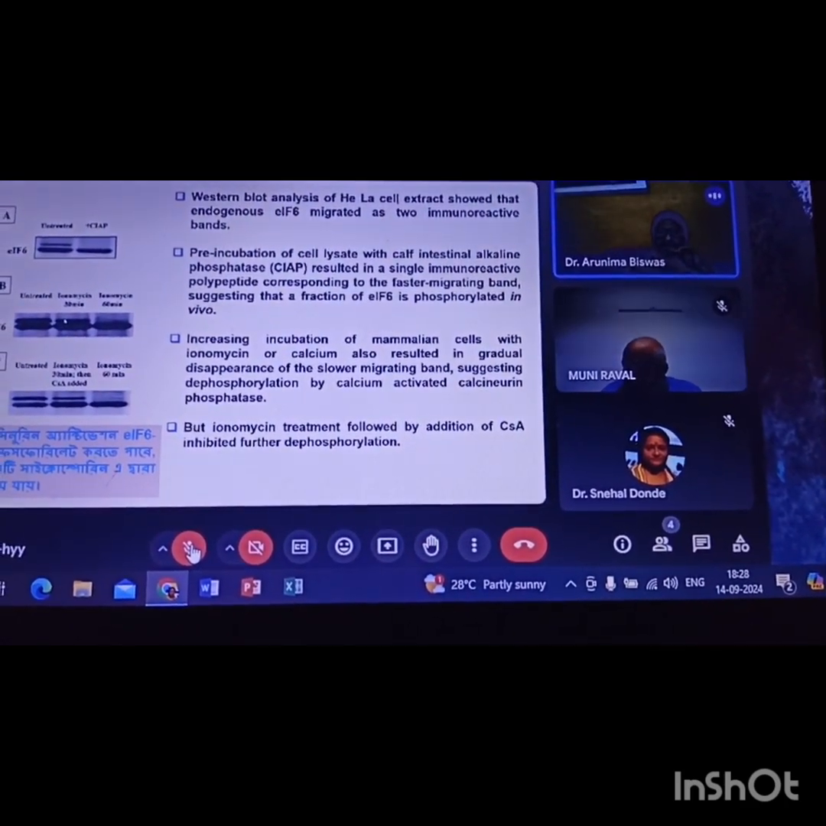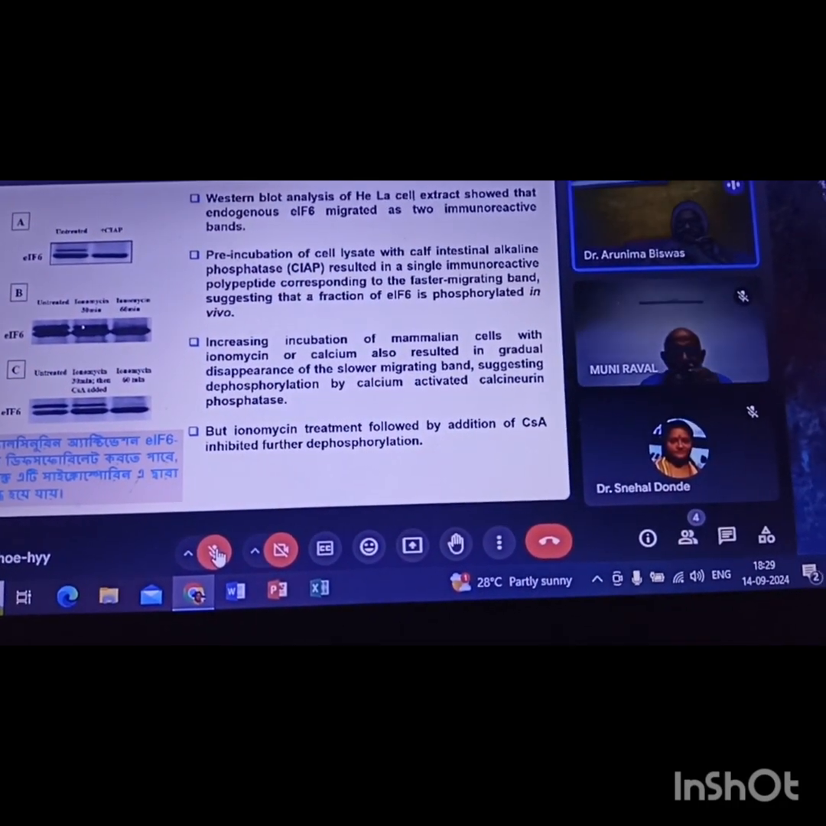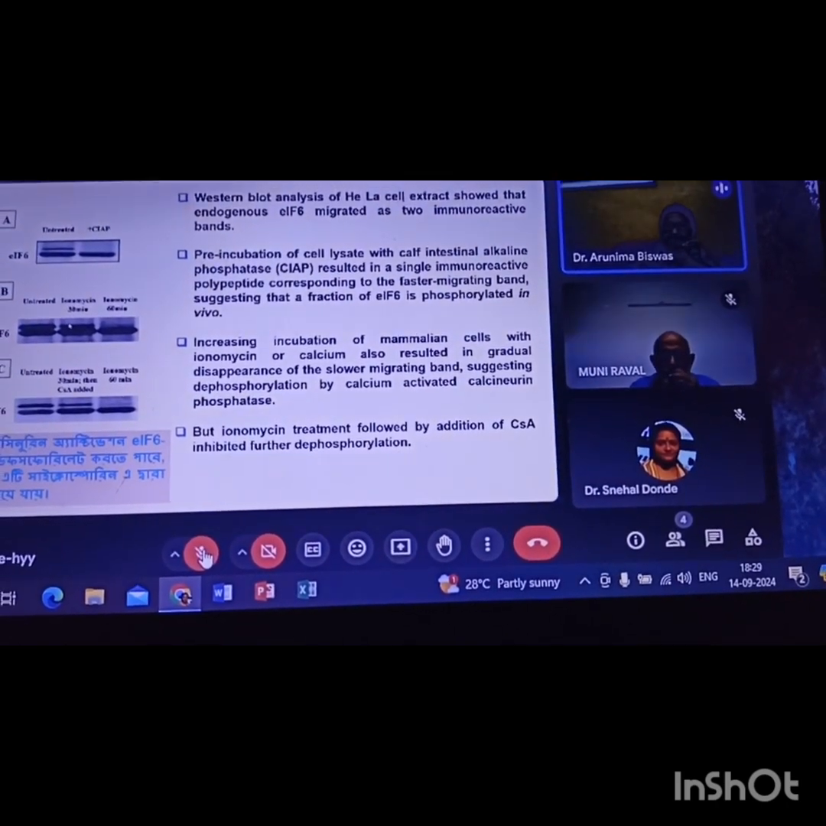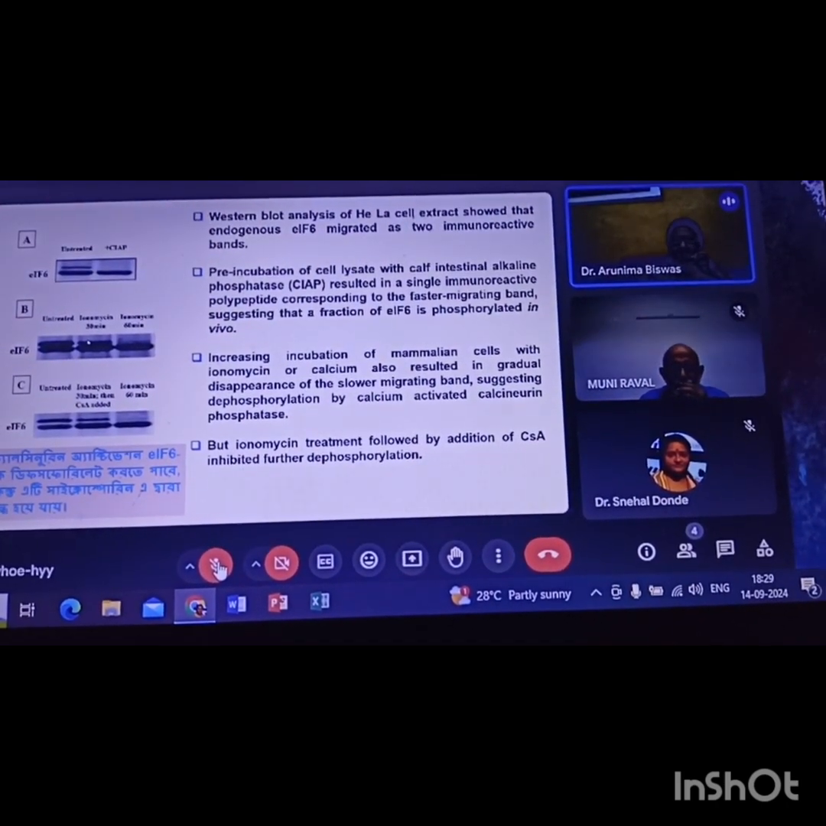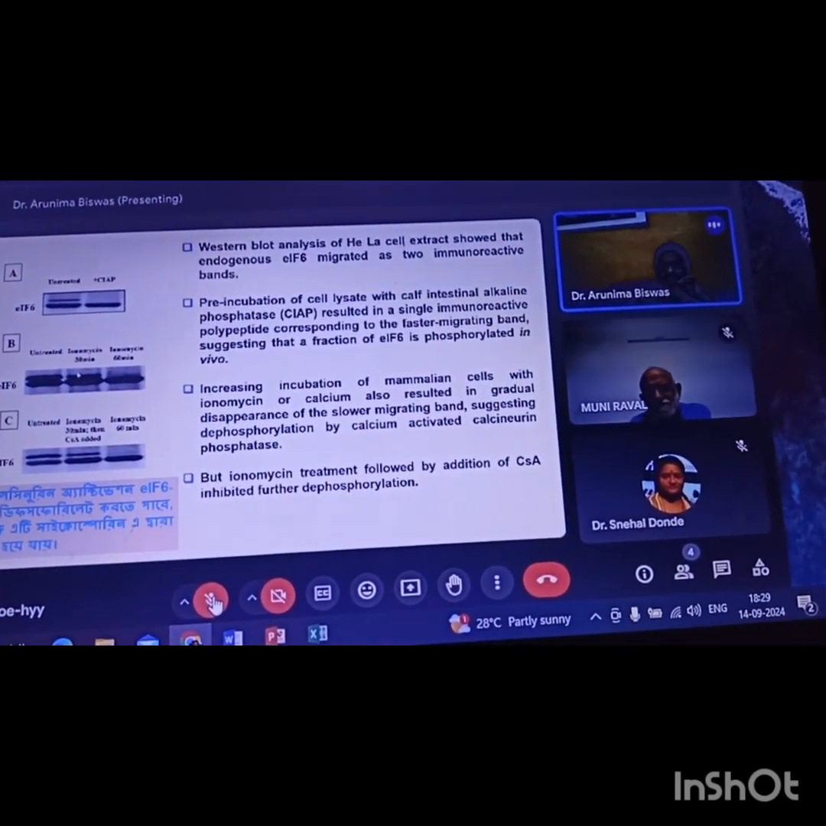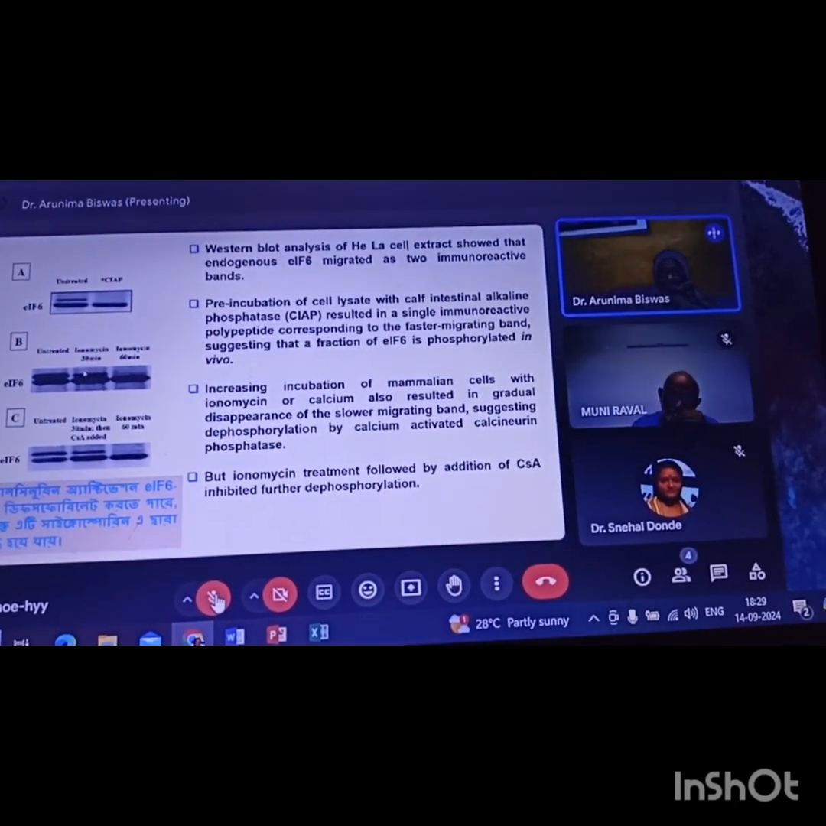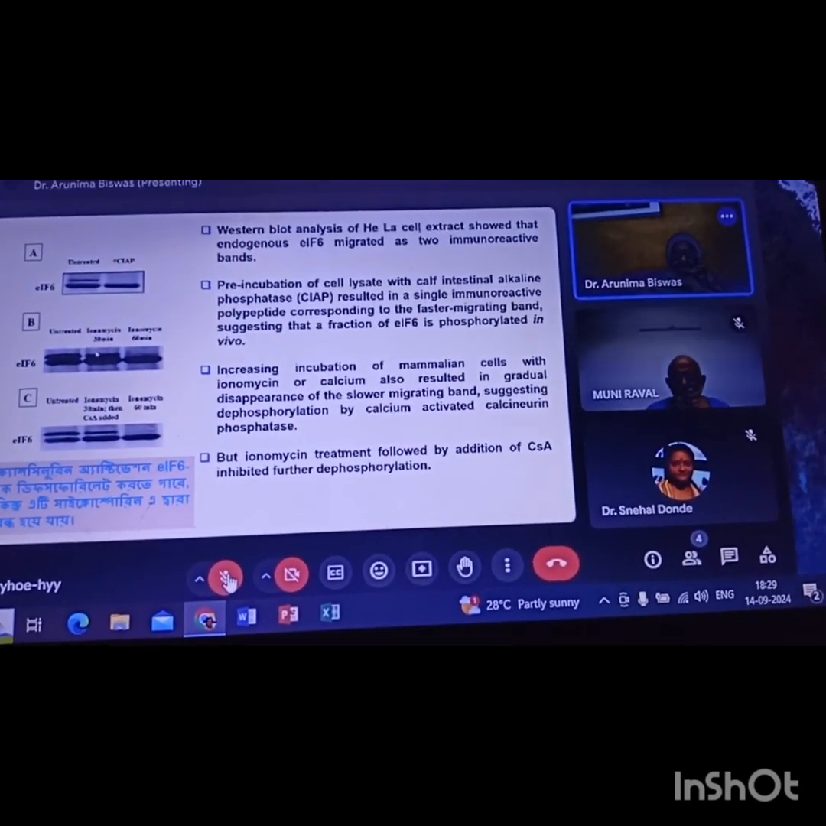So this is with HeLa cells. If we do a Western blot analysis of HeLa cell extract, then we see that endogenous EF6 migrates as two immunoreactive bands. And if we add CIAP, calf intestinal alkaline phosphatase, then the upper band disappears, suggesting that a fraction of EF6 is phosphorylated in vivo. Similarly, if we incubate mammalian cells with calcium or the calcium ionophore ionomycin, that also results in gradual disappearance of the upper, slower migrating band, suggesting that activated calcineurin is dephosphorylating EF6.